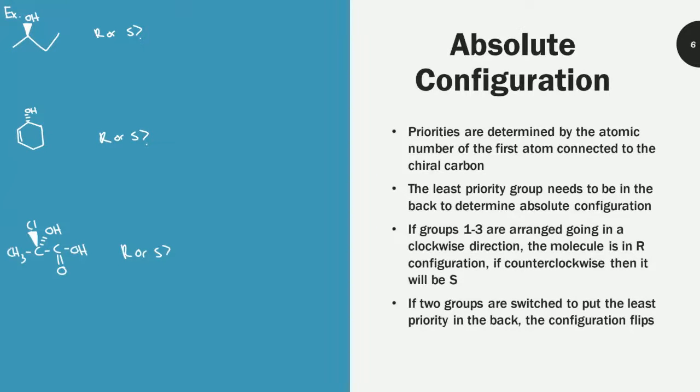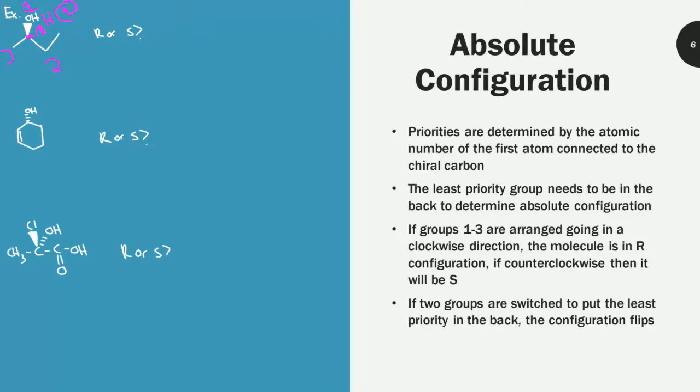Okay, so this is my chiral center. I have an ethyl group on that side, I have a methyl group, I have OH here, and then I have hydrogen in the back. I know hydrogen is my 4th priority group. Oxygen, or the OH group, will be my first, because oxygen has a higher atomic number than carbon. Then ethyl will be 2, methyl will be 3.